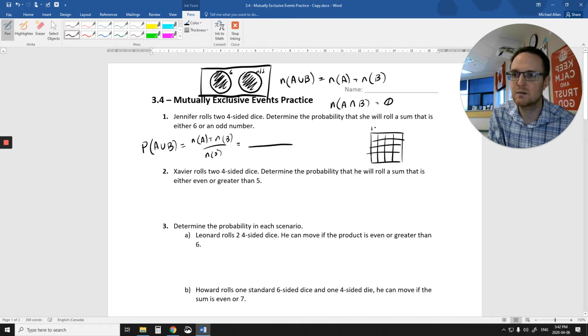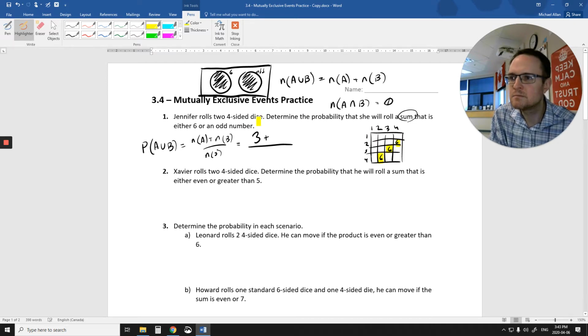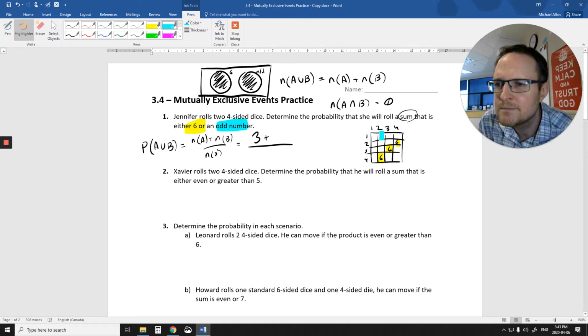This is my grid, 1, 2, 3, 4, 1, 2, 3, 4. We're dealing with sums here. So the sums that are six are 4 and 2, 3 and 3, and 2 and 4. So it's three of those. Okay. And odd numbers, let me just put those in there. If they overlapped, this would turn green, but they're not going to overlap.